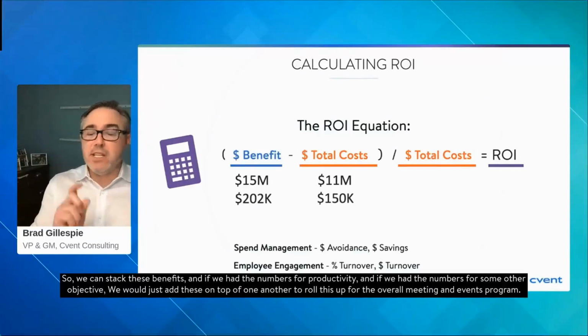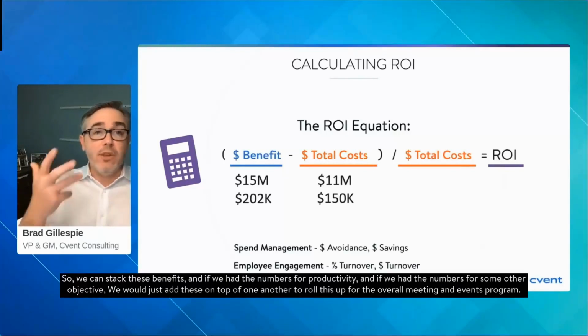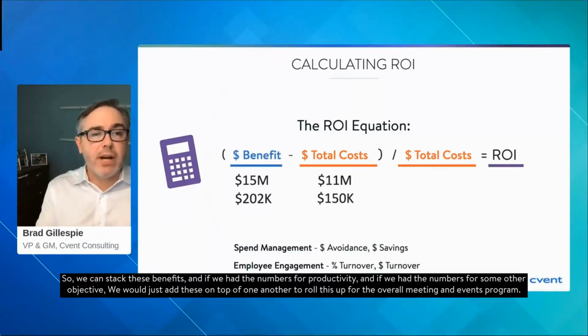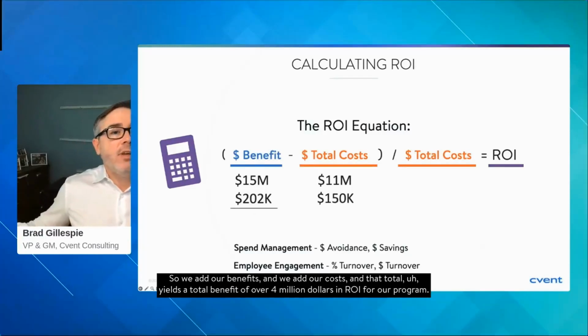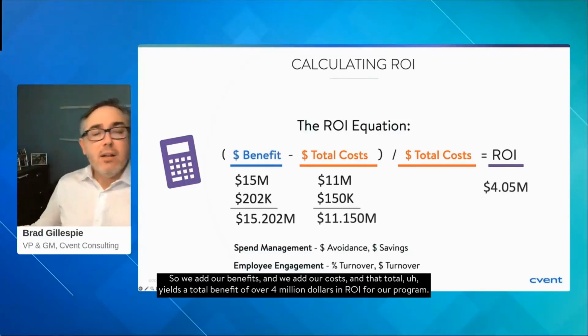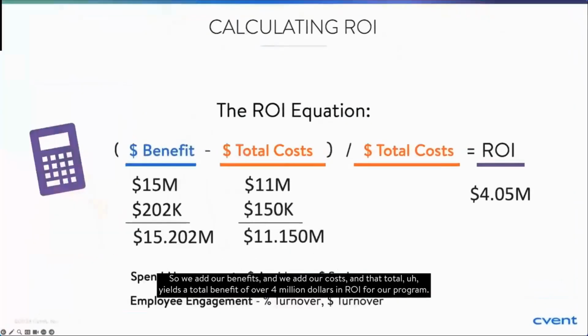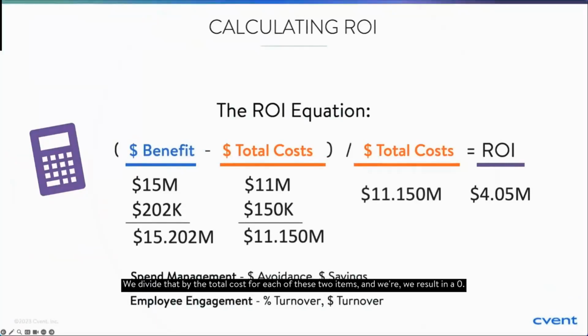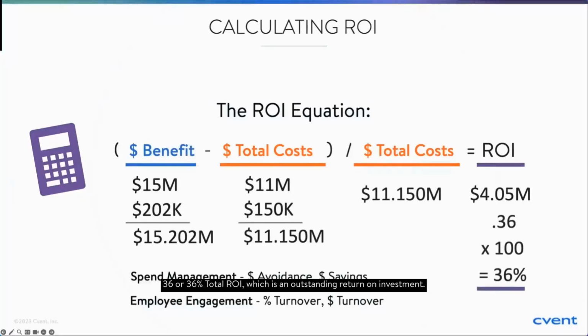So we can stack these benefits, and if we had the numbers for productivity, or for some other objective, we would just add these on top of one another to roll this up for the overall meeting and events program. So we add our benefits and we add our costs, and that total yields a total benefit of over $4 million for our program. We divide that by the total costs for each of these two items, and we result in a 0.36 or 36% total ROI, which is an outstanding return on investment.